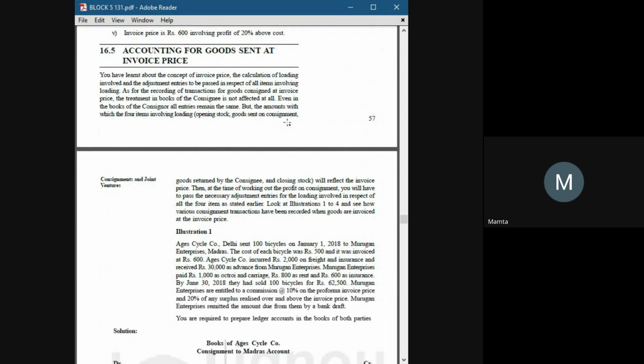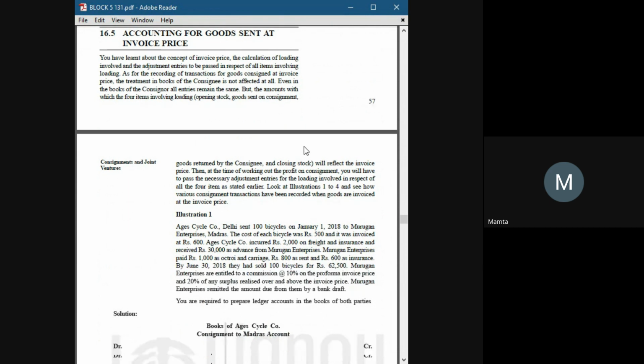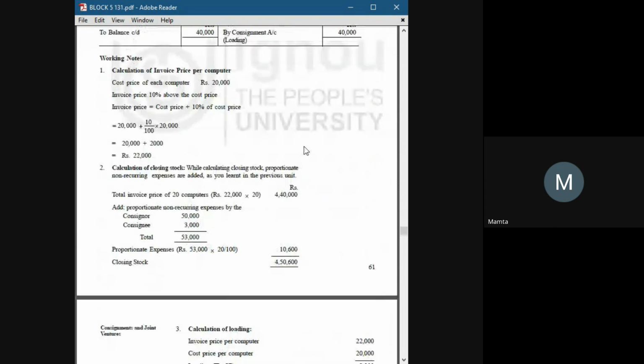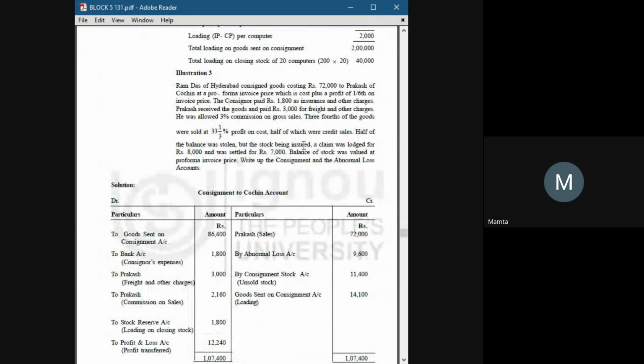Now, accounting for goods sent at invoice price. We will see an illustration for the same. Here, just read it out. Ramdas of Hyderabad consigned goods costing rupees 72,000 to Prakash of Cochin at a pro forma invoice price, which is cost plus 1 by 6th on invoice price. Remember that, 1 by 6th on invoice price.